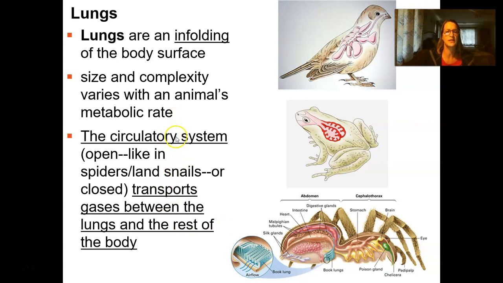But the circulatory system in everything with a lung is responsible for transporting the gases between the lungs and the rest of the body. And remember, the lungs are where the circulatory system is going to pick up oxygen. And then the oxygen is going to get transported through the rest of the body in the blood or hemolymph, depending on what you're talking about, through the circulatory system.